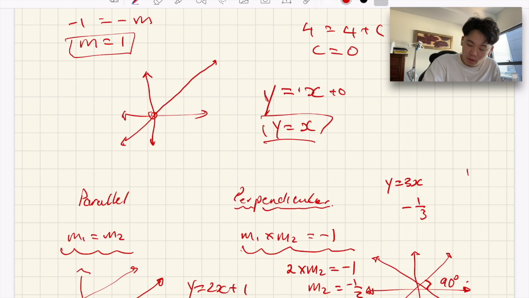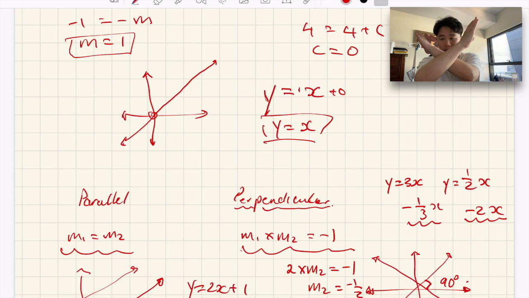What if it was 1 over 2x? The gradient is just put it over 1 again, which is back at the top, negative 2x. So this would be the gradient this time. Okay, so these are for perpendicular lines. And if you graph it, you'll see that they're directly like an X. They form an X.